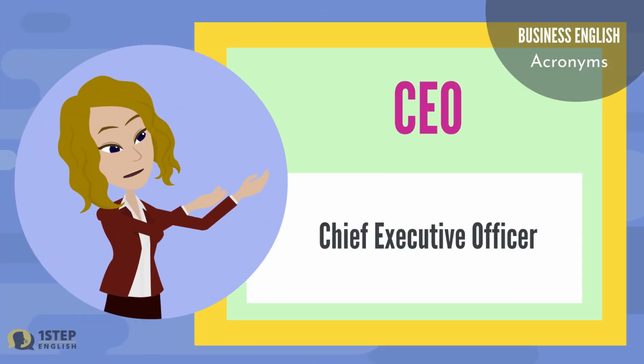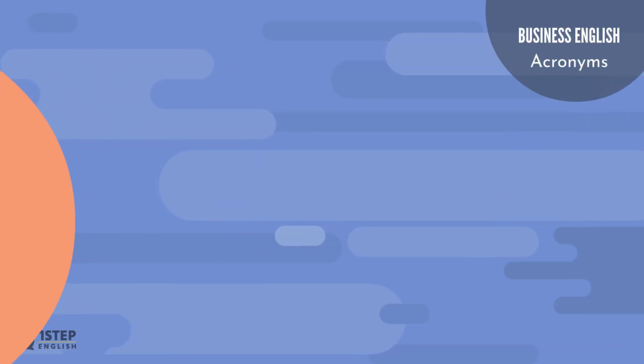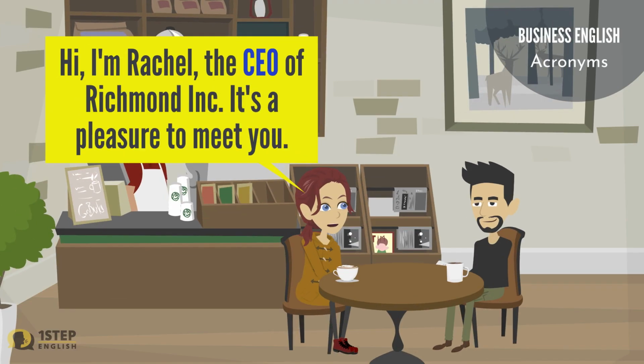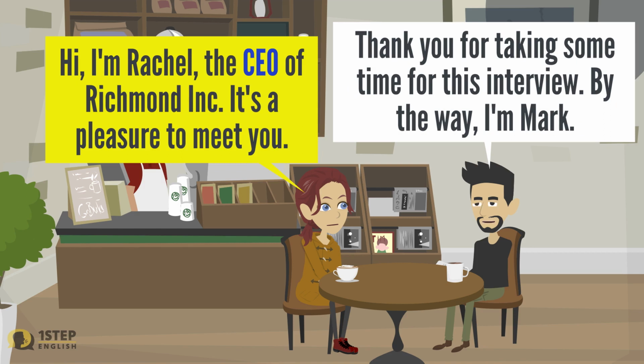CEO. Chief Executive Officer. It is the highest ranking person in a company or other institution, ultimately responsible for making managerial decisions. Here's an example. Hi, I'm Rachel, the CEO of Richmond Incorporated. It's a pleasure to meet you. Thank you for taking some time for this interview. By the way, I'm Mark.